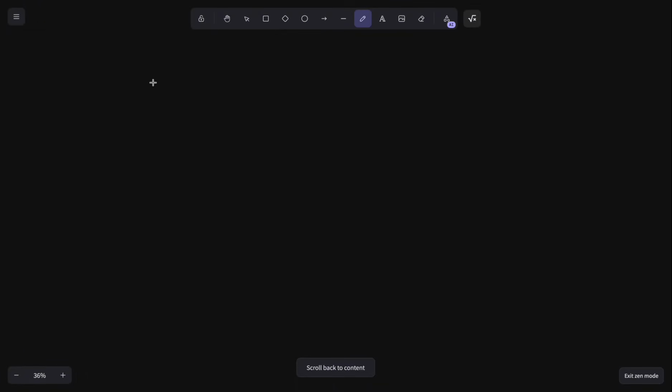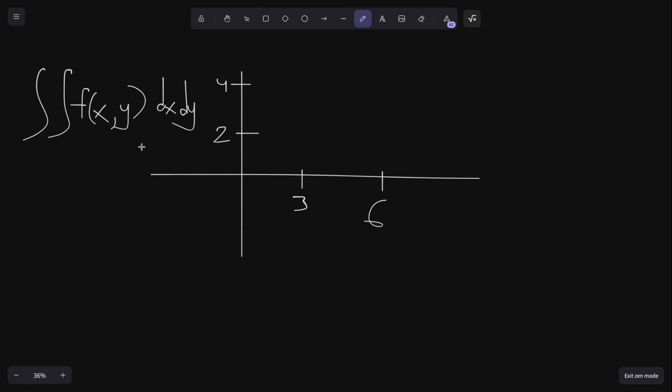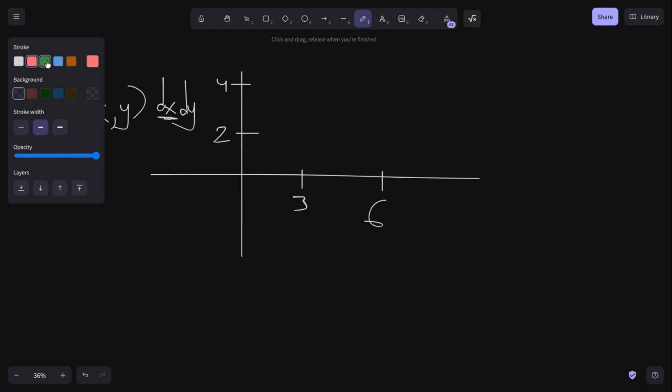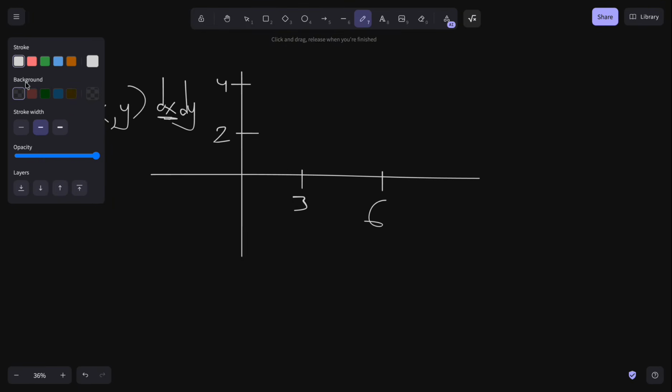Let's talk about double integrals, but for general regions. Before, we were dealing with double integrals over rectangular regions. So the bounds were pretty easy to do, right? You have the double integral of some multivariable function, f of x comma y, dx dy. And you see how the x bounds are from 3 to 6, and the y bounds are from 2 to 4. So it's pretty easy to do the bounds.